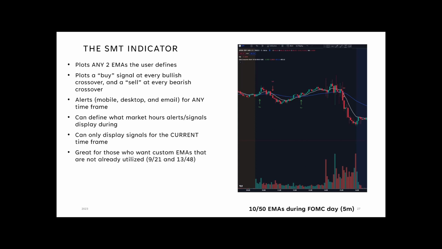Again, you can define the market hours for this. So if you only care about crossovers during the day, then you can get alerts for those. But this is just like the legacy indicator where you can only display one time frame at a time. And like I said, on the right hand side here, I changed the period just for demonstration. I usually use the 9 and the 21 on the 5-minute chart. Here, this is the 10 and the 50, so much longer periods, so you can get more sustained moves.